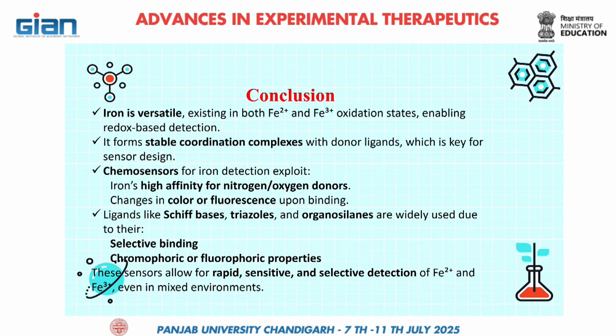Now moving to the conclusion, iron is versatile. Ferrous and ferric oxidation states enable redox-based reactions. It forms stable coordination complexes with donor ligands, which is key to sensor design. Chemosensors for iron detection have a high affinity for nitrogen and oxygen donors, with change in color and fluorescence. Ligands like Schiff-base triazoles and organosilanes are widely used due to their selective binding and chromophoric or fluorophoric properties. These sensors allow rapid, sensitive, and selective detection of ferrous and ferric even in a mixed environment.